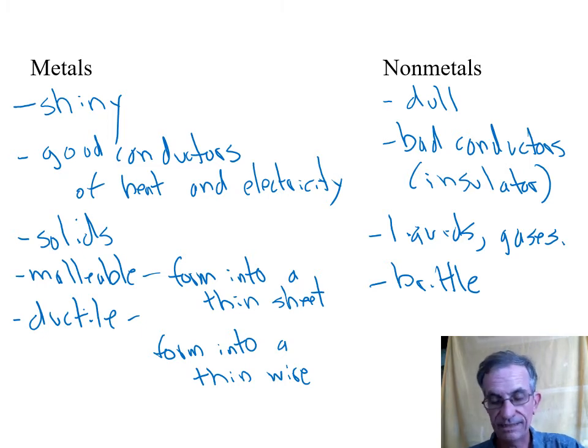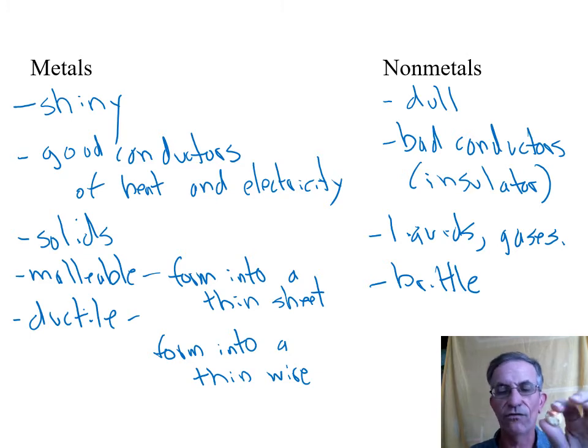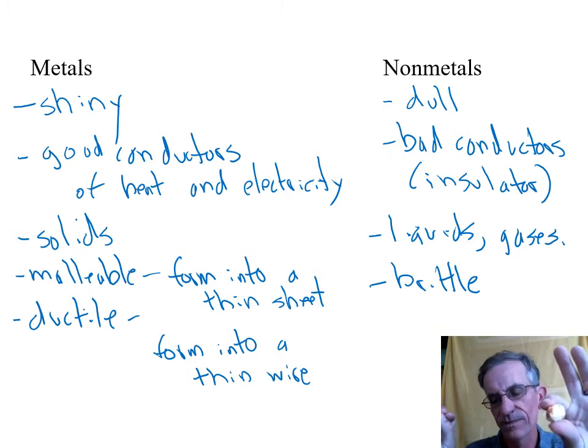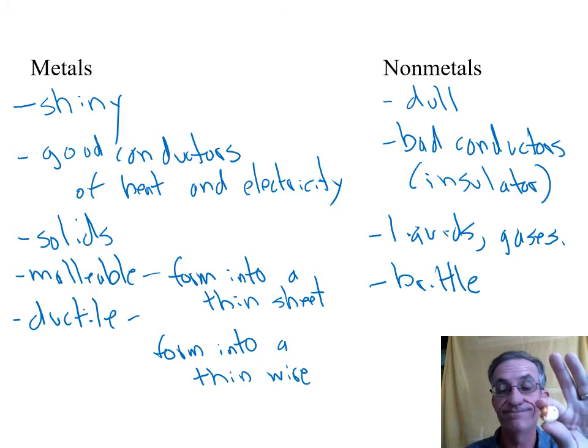One nonmetal, and I showed this to you before, is sulfur, all right? Sulfur is this kind of yellowish rock. It is a nonmetal. It's in the top right corner. I know it's a solid. I just said mostly they're liquids and gases, but mostly. So this is a solid nonmetal.